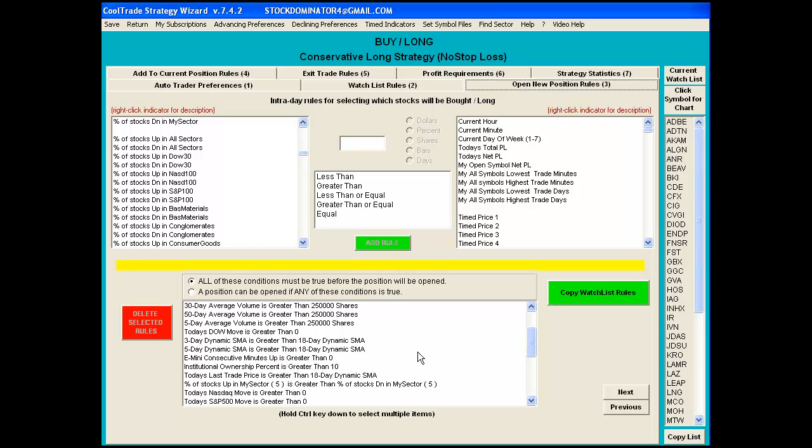Institutional ownership is greater than 10%, and you don't want to buy if the institutions don't want these stocks. The only way they make money is to move these prices. If they're not in these stocks, the prices don't move as much. They hold 90% of the stocks or so in the market.